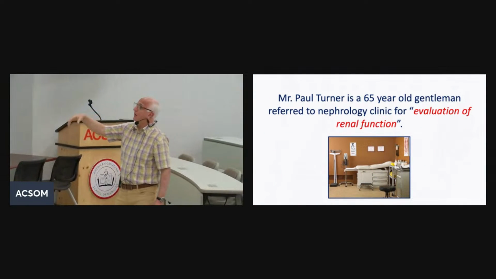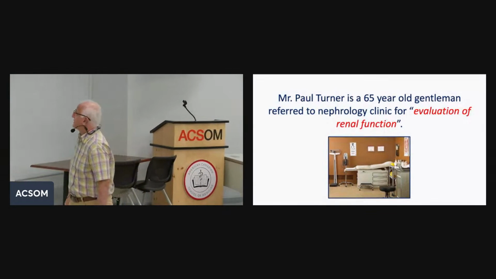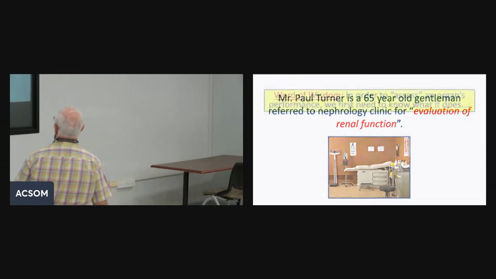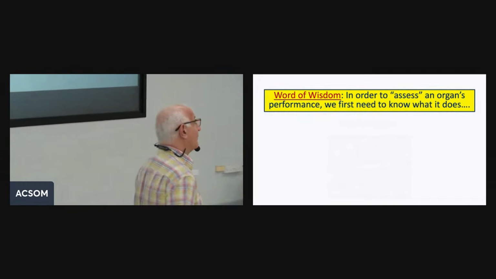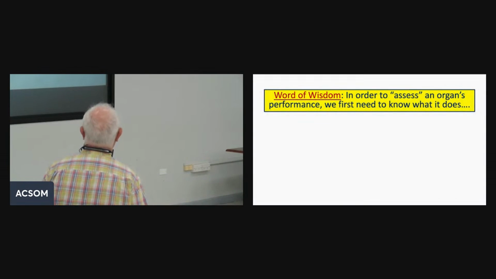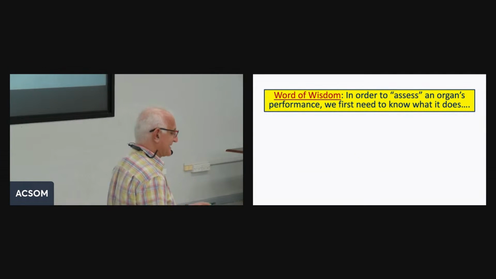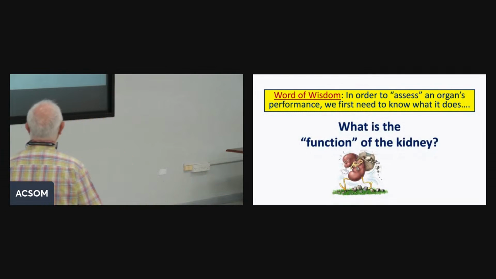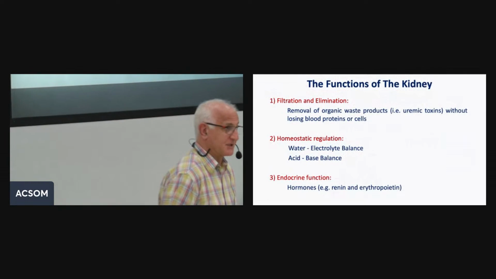So we have Mr. Paul Turner, a 65-year-old gentleman who is coming to our nephrology clinic for evaluation of renal function. Okay. So word of wisdom: if we want to know how to assess an organ's performance, we first need to know what its function is, right? To assess the function, what is the function of the kidney? The function of the kidney is filtration and elimination.